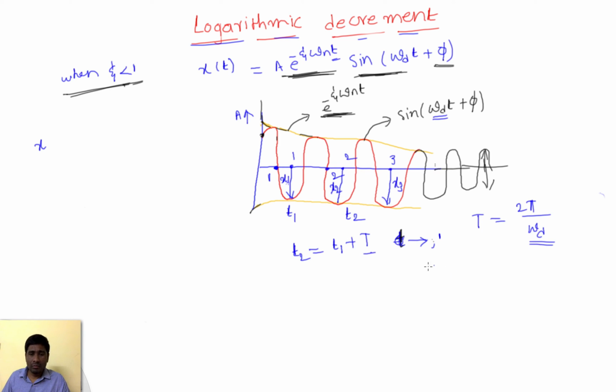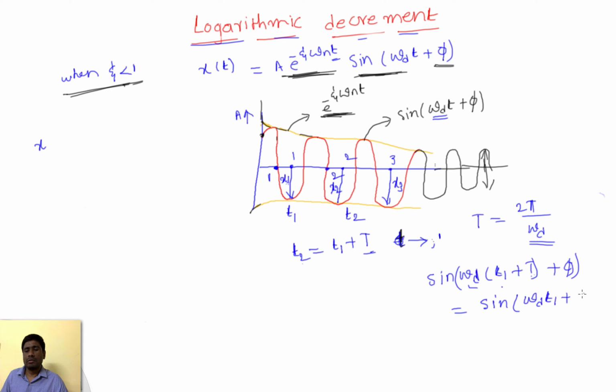Whenever we say time period, if I substitute the same t2 in sine of omega d into t1 plus t plus phi, that is, in place of t, I substitute t2, then it becomes omega d into t1 plus t, into omega d. But t equals 2 pi by omega d, so that means 2 pi plus omega d t1 plus phi, which becomes sine of omega d t1 plus phi.